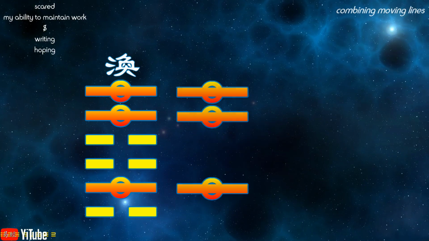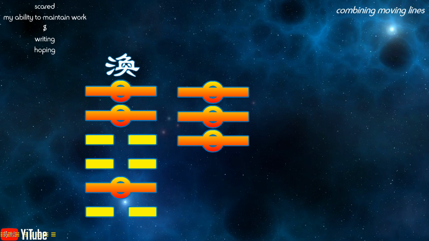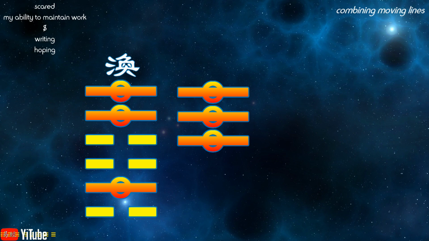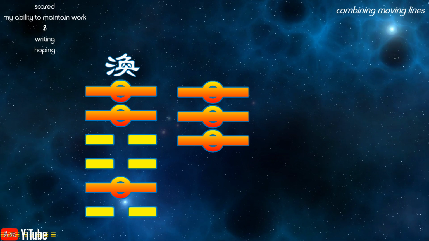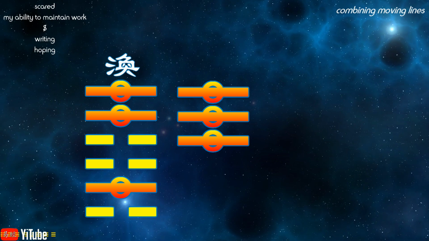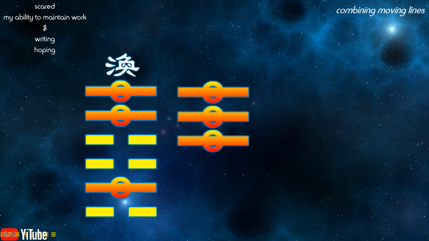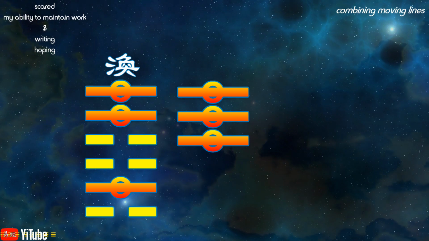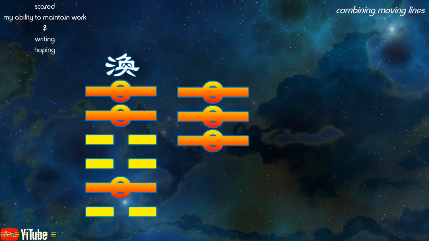When you have 3 moving lines, you can combine them to a trigram. A trigram that is completely unbalanced because it consists completely of moving lines. It is interesting that in this case the 3 moving lines are all yang lines. They make trigram heaven. However, a completely unbalanced trigram heaven.